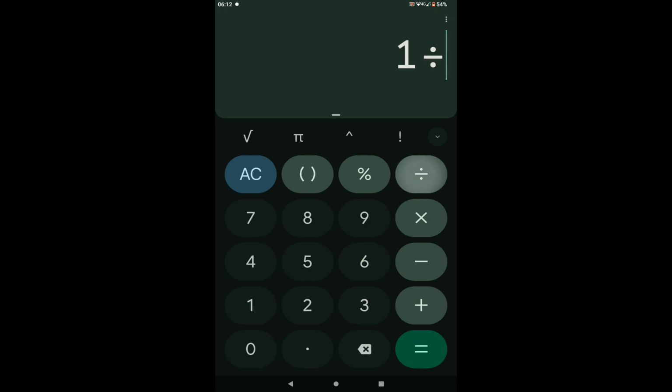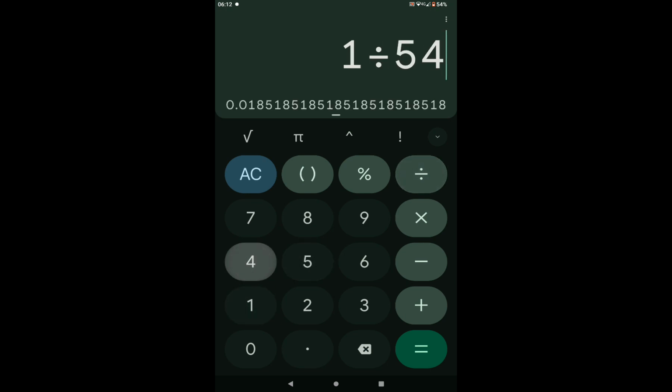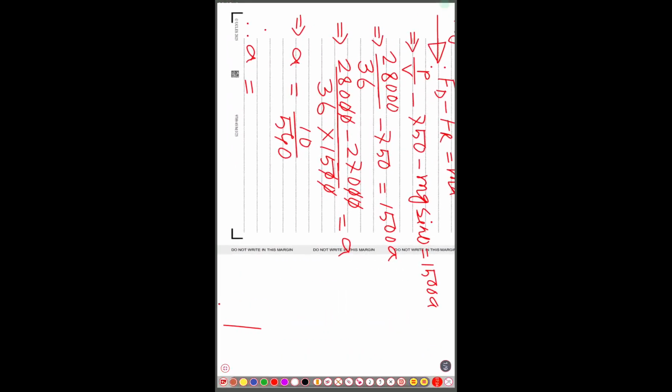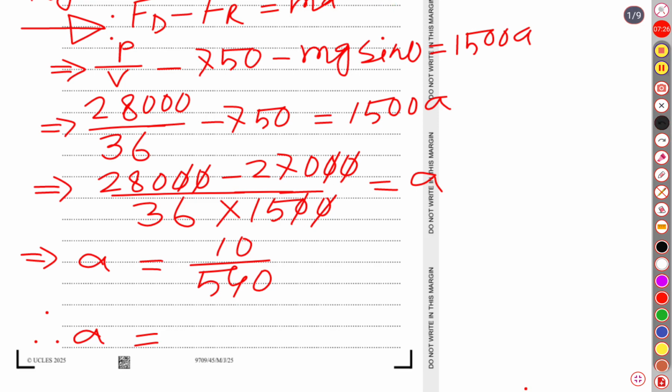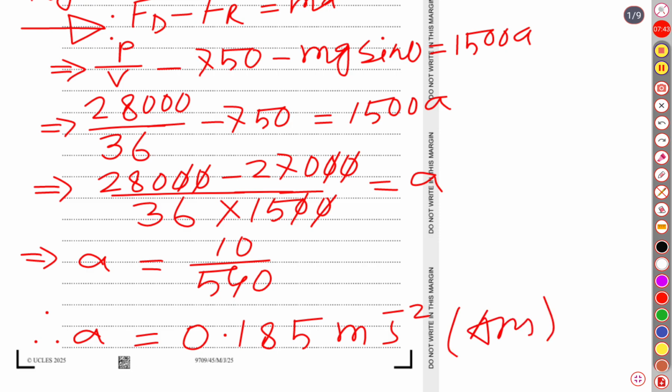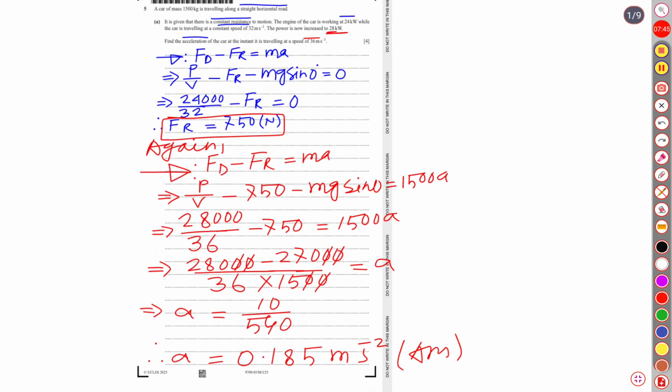1 divided by 50, to three significant figures, it is going to be 0.185 meter per second square. So that's all about the solution to this part of the question.